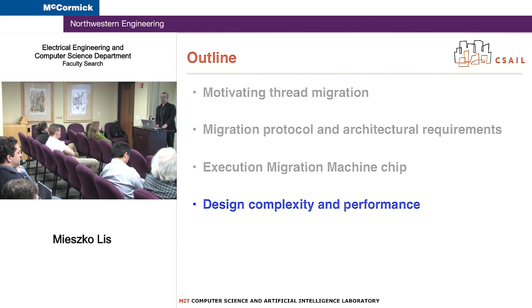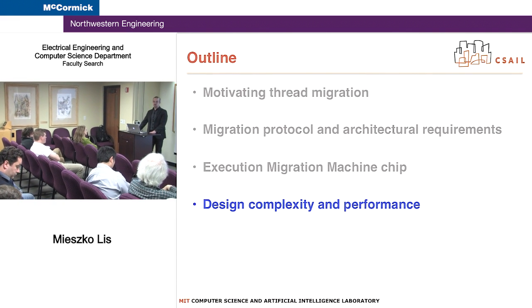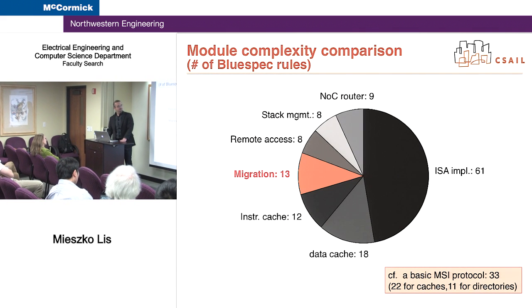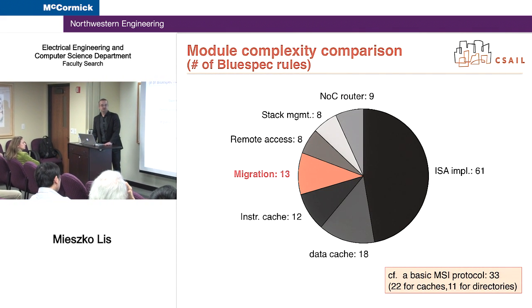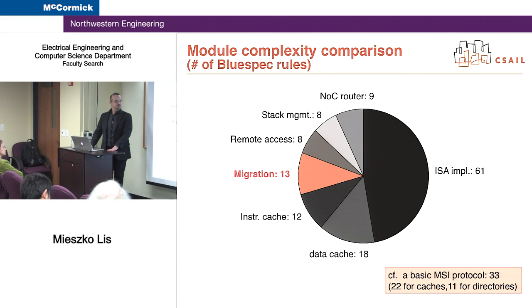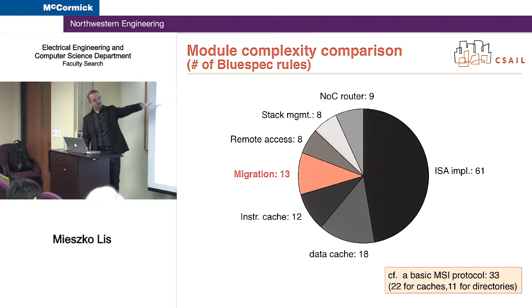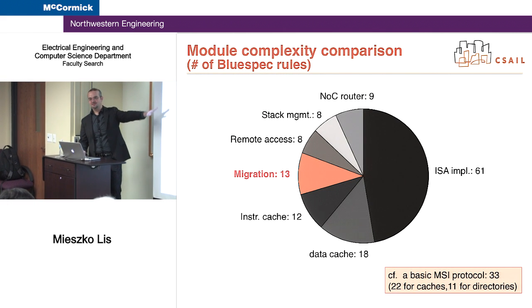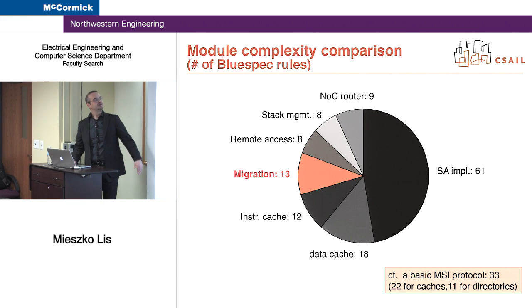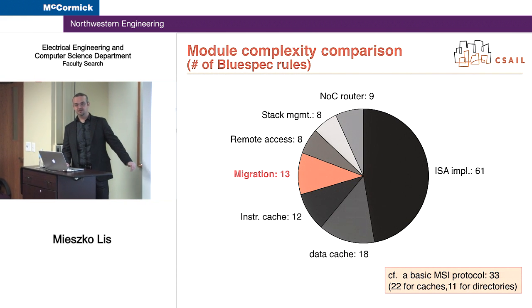So while I still have some time, I'd like to talk about the performance, the evaluation, and a little bit about design complexity. I'd like to argue that this is much simpler than the alternatives that you can implement in hardware. Specifically, the metric for this is the number of BlueSpec rules. And admittedly, I'm kind of biased as co-founder of BlueSpec. But most of this chip is done in BlueSpec.